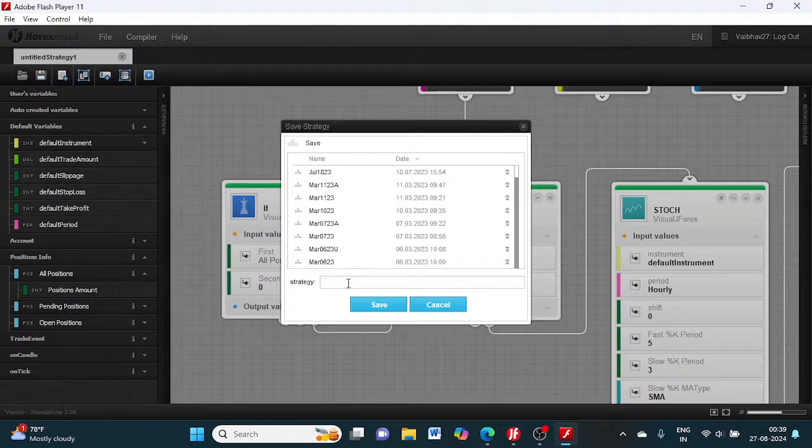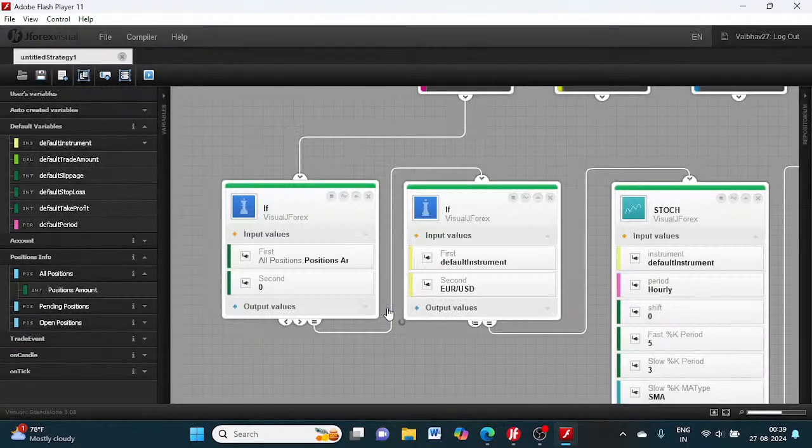stochastic with the date of its creation, stochastic 26/08/24. Alright, now we have this saved. Now let me export it in the Java format.